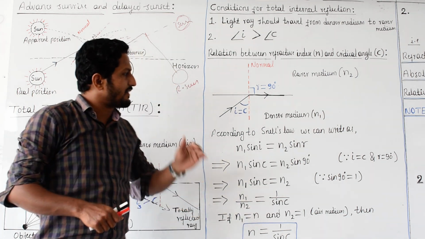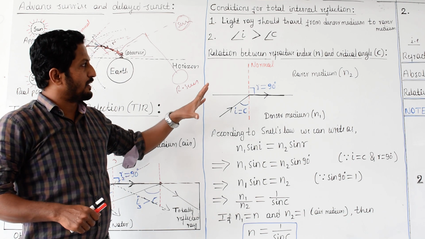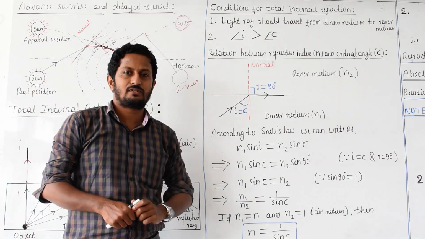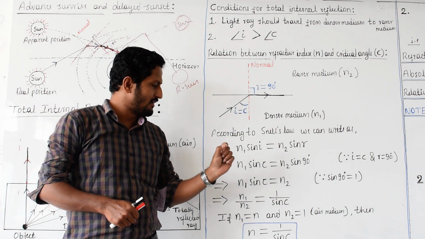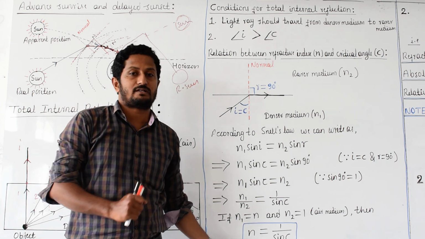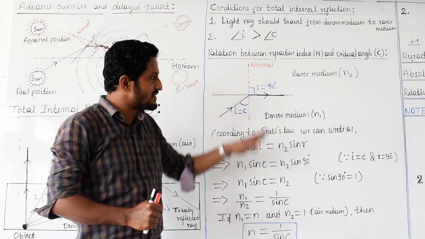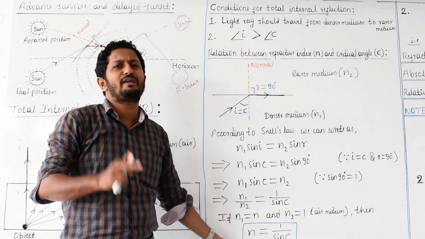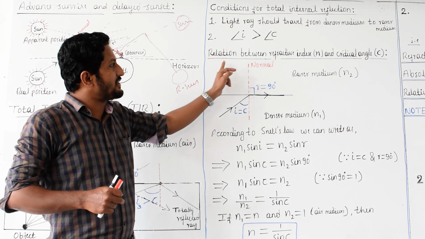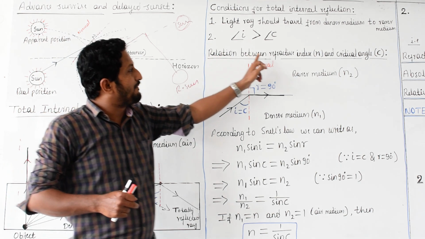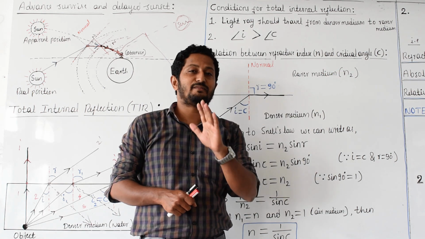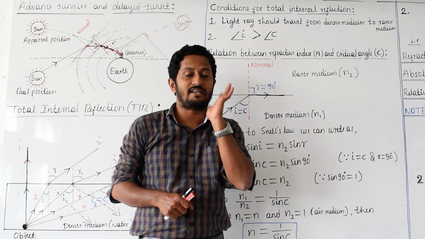So now, after this, we are talking about one small relation. What is that relation? This is also very important and a very useful equation while solving numericals. While solving numericals, we will be using this equation. Very important. What is this? You see here, the relation between refractive index and critical angle.